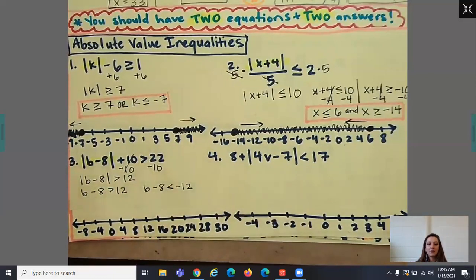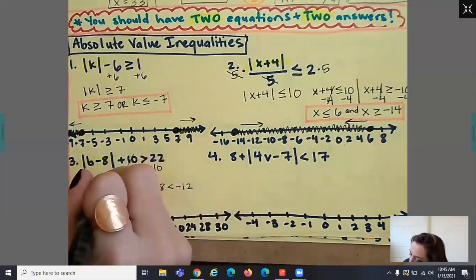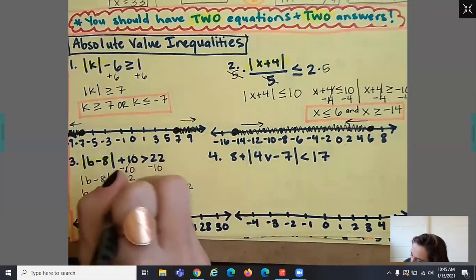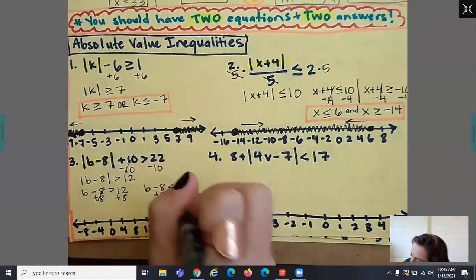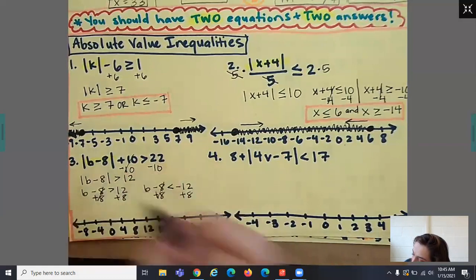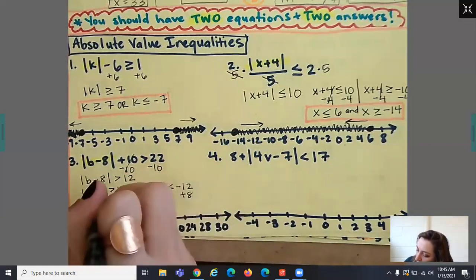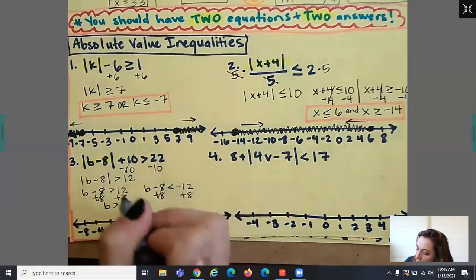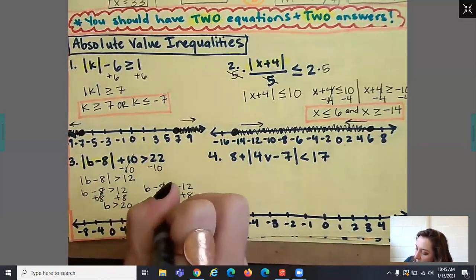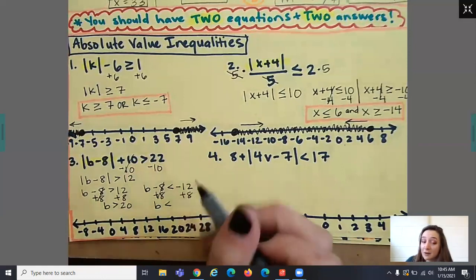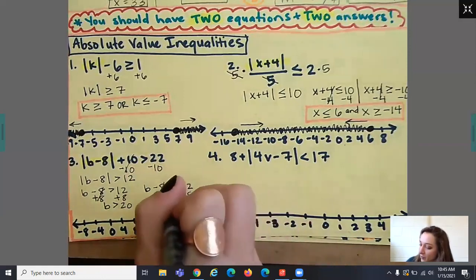Okay, now we just need to get b by itself. And in both situations, b is having 8 subtracted from it. So the opposite of subtracting 8 is adding 8. So we're going to add 8 to both sides. And I'm just going to go ahead and do it for both inequalities. So we're going to get b is greater than 12 plus 8 is 20. And then our other one, b is less than negative 12 plus 8, which is negative 4.